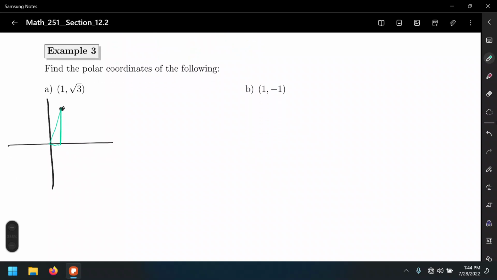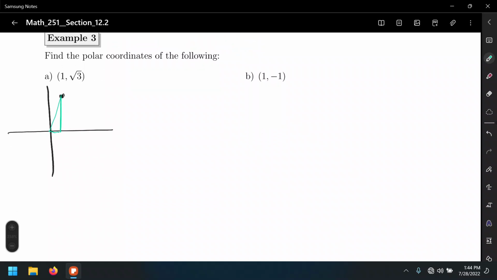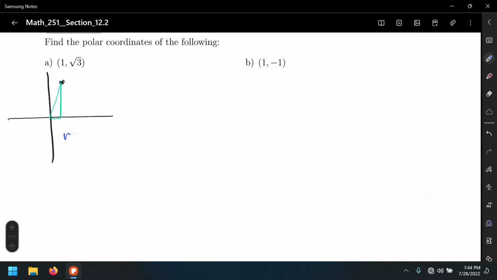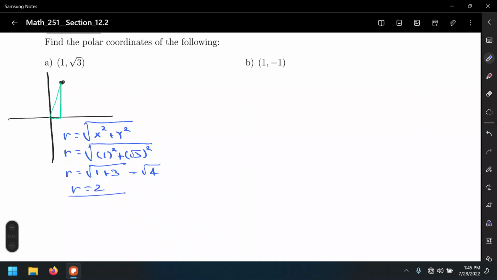So first, let's find the radius r. r equals the square root of x squared plus y squared, which is the square root of 1 squared plus root 3 squared. Be careful: the square root of 3 squared, the root cancels the power 2. So 1 plus 3 equals 4, and r equals 2.